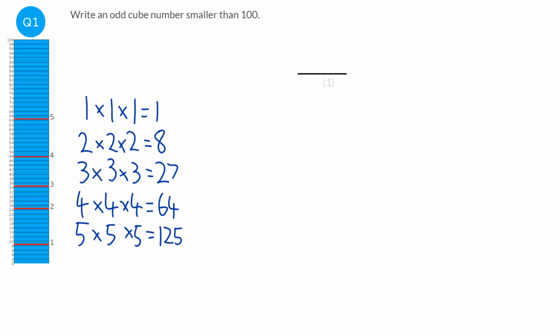And this question's asked us to find an odd cube number that is smaller than 100. So it has to be odd, so that gets rid of the 8 and the 64. And it has to be smaller than 100, so that gets rid of the 125. So I can either write down 1 as a fine answer, or 27. I'm going to go for 1.